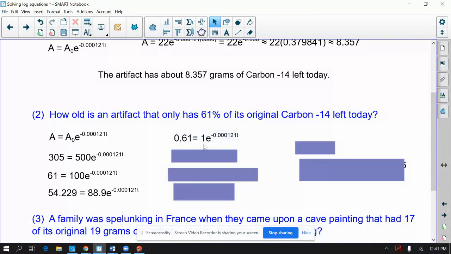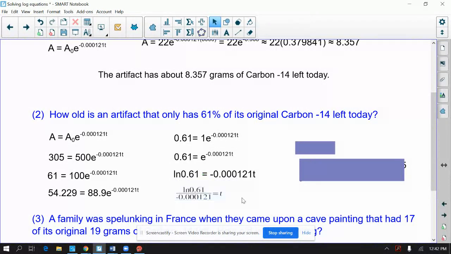But they all just dwindle down to this. If you have 100% of something, that's 1, and you're left with 61% of something, that's 0.61, then you've got this setup. And in fact, no matter if you start with any of these three, the very first thing you would do would be to divide by 500. If you take 305 divided by 500, you get right here. So how do I solve for t? Well, the exponential part is by itself, so I convert to logarithms. The natural log of 0.61 equals this. Divide both sides by that, and you've discovered what t is.